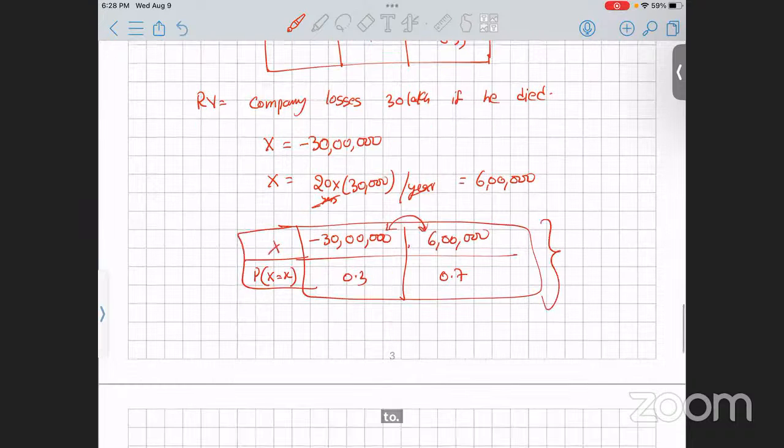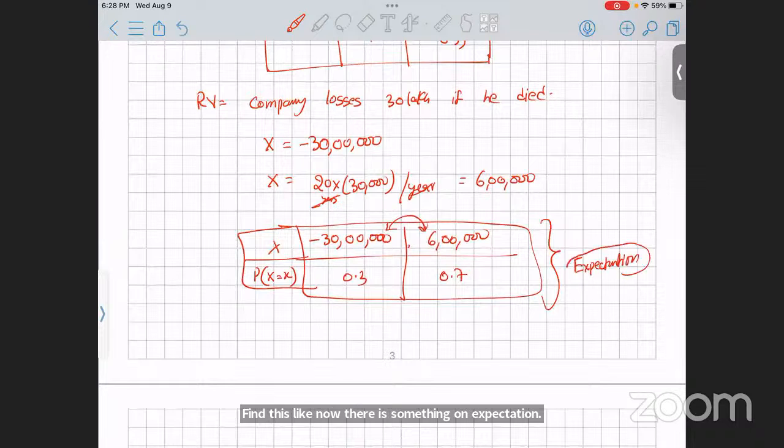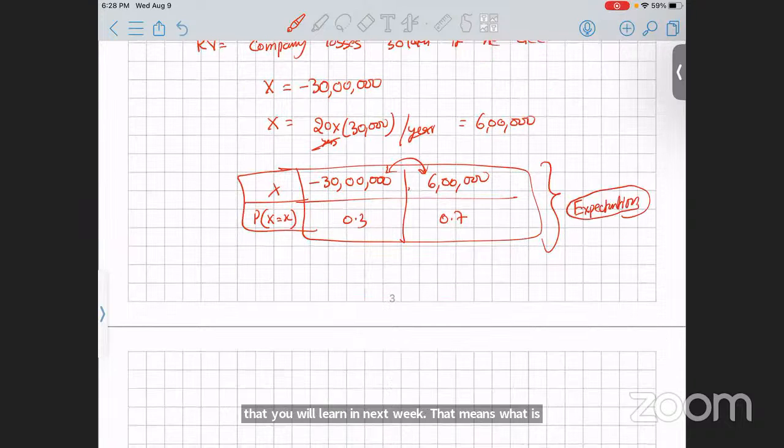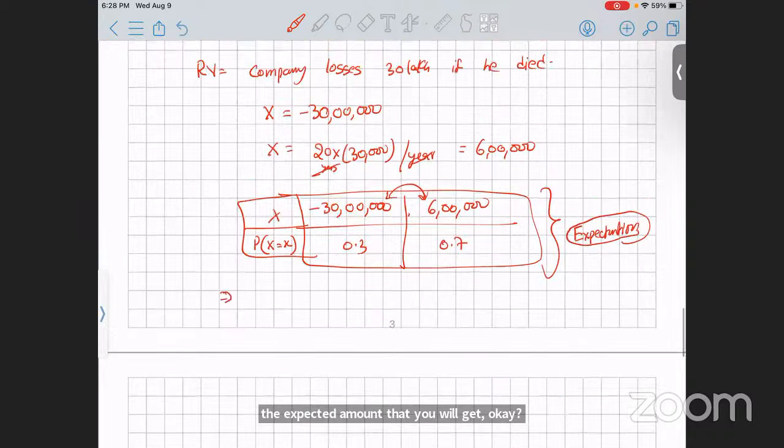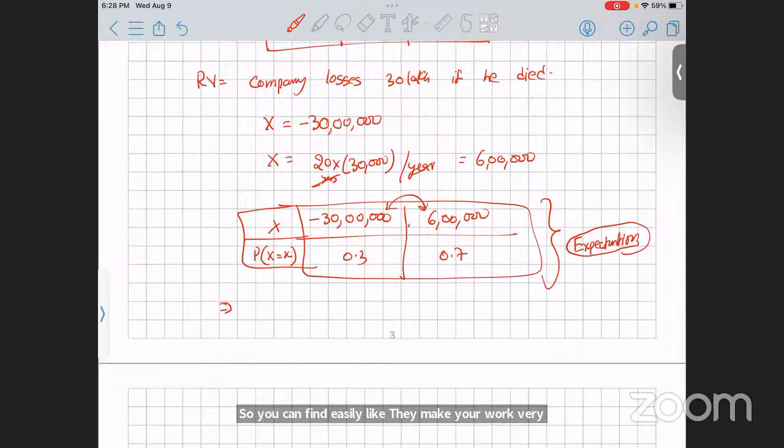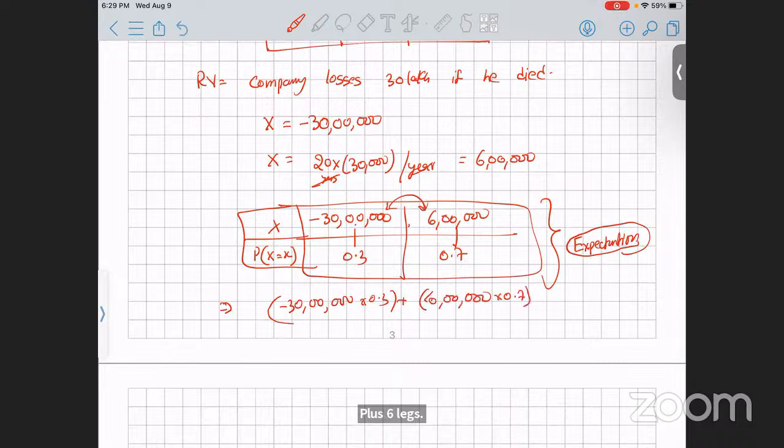find this. Now there is something known as expectation that you will learn in the next week. That means what is the expected amount that you will get. So you can find it easily, random variable makes your work very easy. Now you can easily tell what I can expect. Suppose expectation is, let us multiply these two and add: minus 30 lakhs into 0.3 plus 6 lakhs into 0.7. Don't worry, you will learn it in the next week.